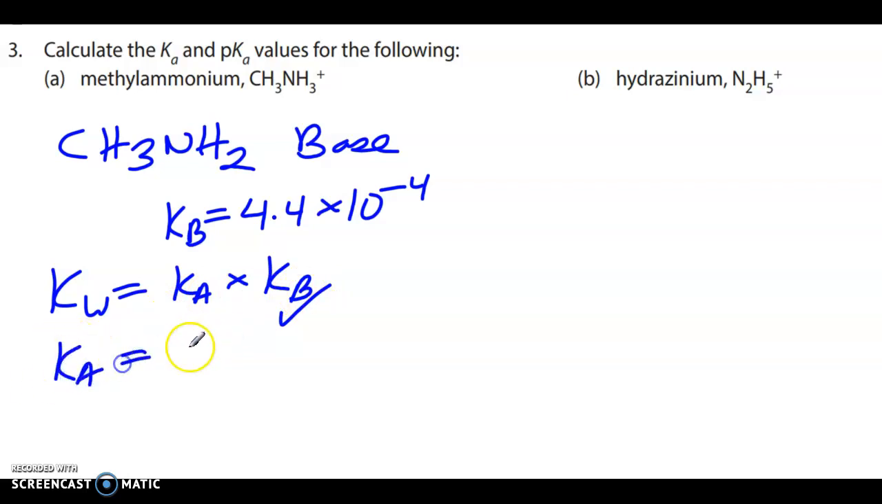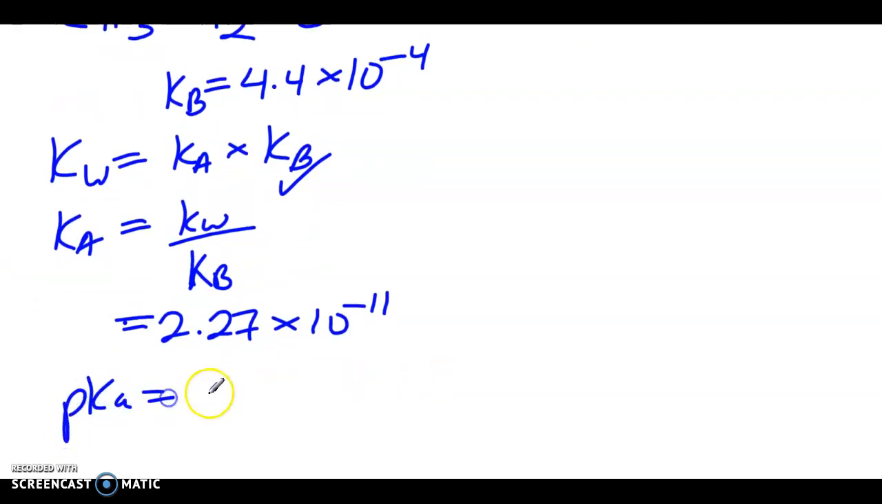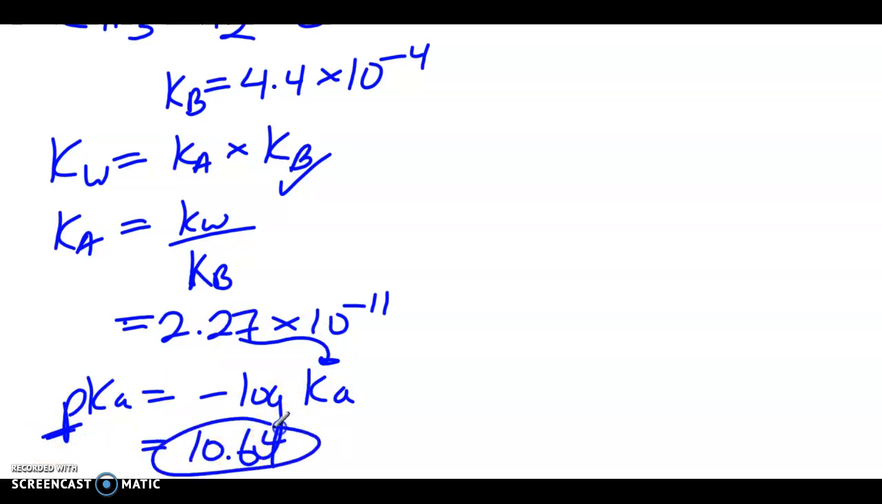So the Ka is going to be Kw over the Kb. Of course, we are assuming that it is 25 degrees. We're not told otherwise. So this is going to end up being 2.27 times 10 to the negative 11. And the pKa, remember, is the negative log of Ka, right? The p of anything is the negative log of that value. So this will end up being 10.64. And actually, I believe, oh, there's no numbers to go by here. So you can leave this as is for your sig figs.